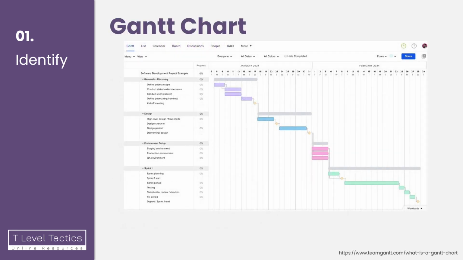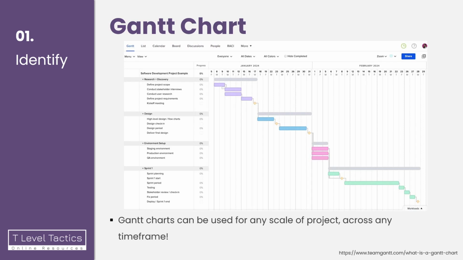Now, here's a look at a Gantt chart. Gantt charts are great because they can be used for any scale of project across any time frame, and it makes it really clear to see what tasks are happening when. On the left-hand side of the diagram, you can see the list of tasks. And in the middle, we have a set of dates going across, each column being a different day. Each of those coloured rectangles lines up with a task on the left-hand side and goes across a number of days to indicate the duration, the length of time that task will take.